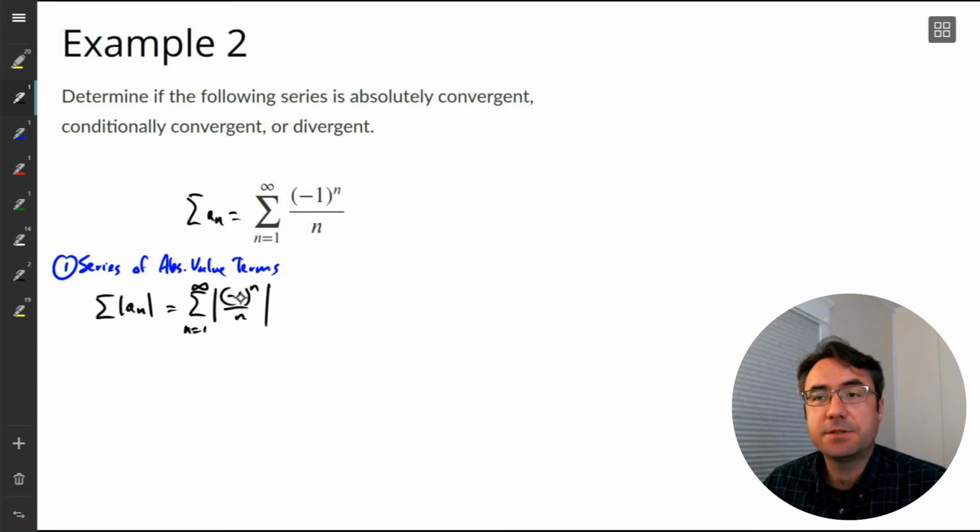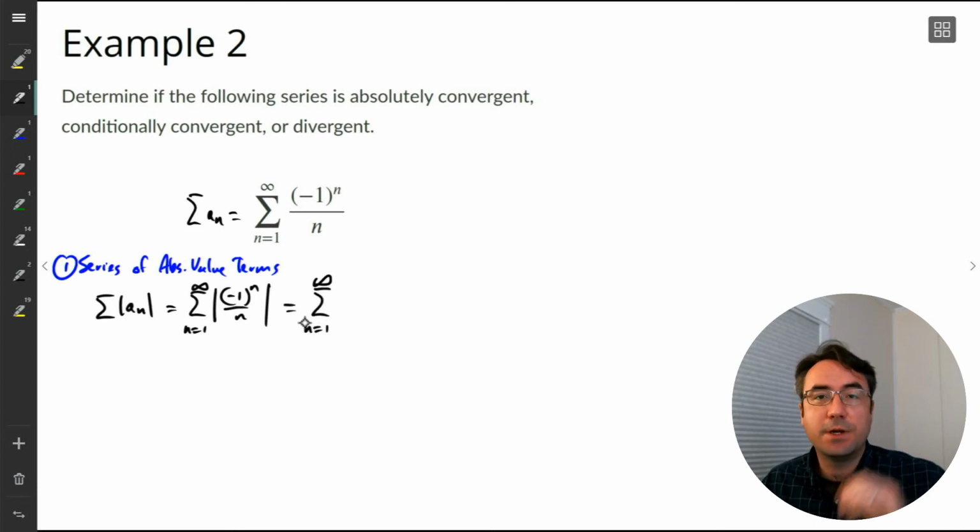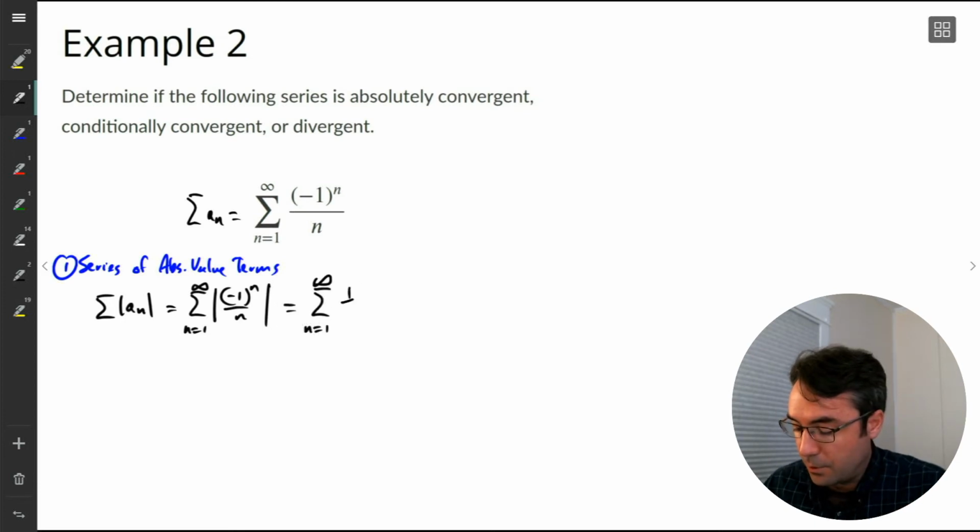And again, we have this alternating piece, -1 raised to the power n. Just bounces back, negative, positive, negative, positive. But the absolute value doesn't care. So it's always going to make this positive. And n is always positive because it's greater than or equal to 1. So what happens is essentially the absolute value here really just cancels off that alternating piece. And we're left with just the sum from n equals 1 to infinity of 1 over n.